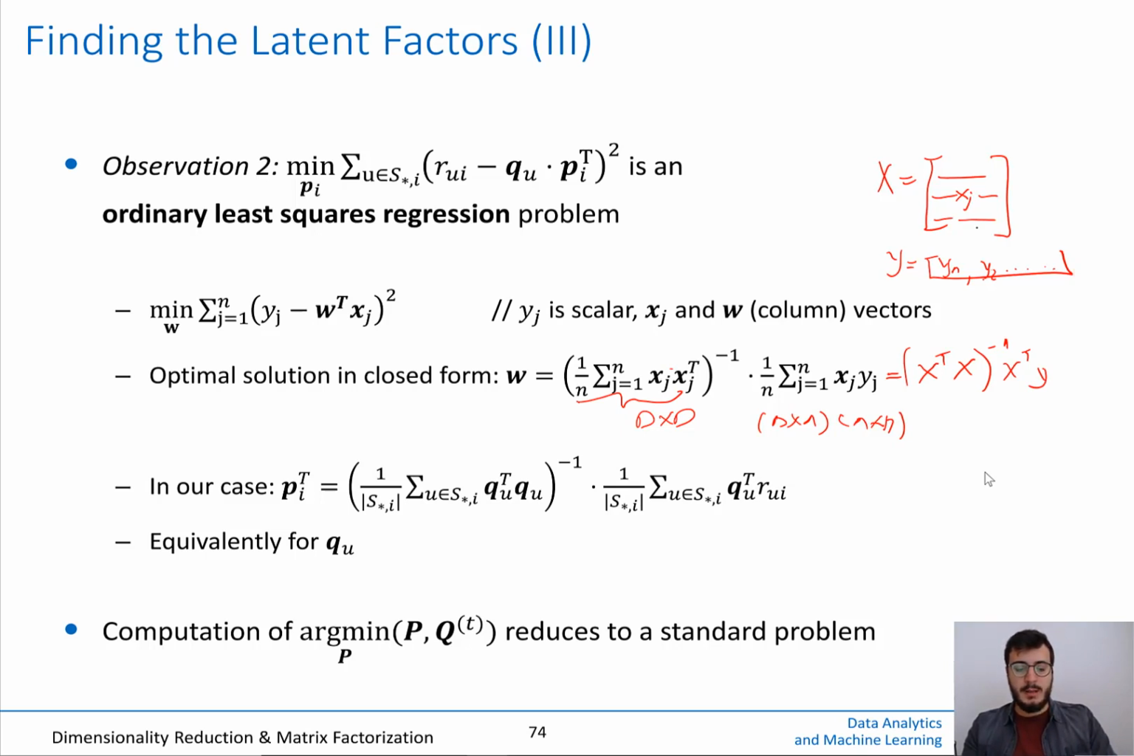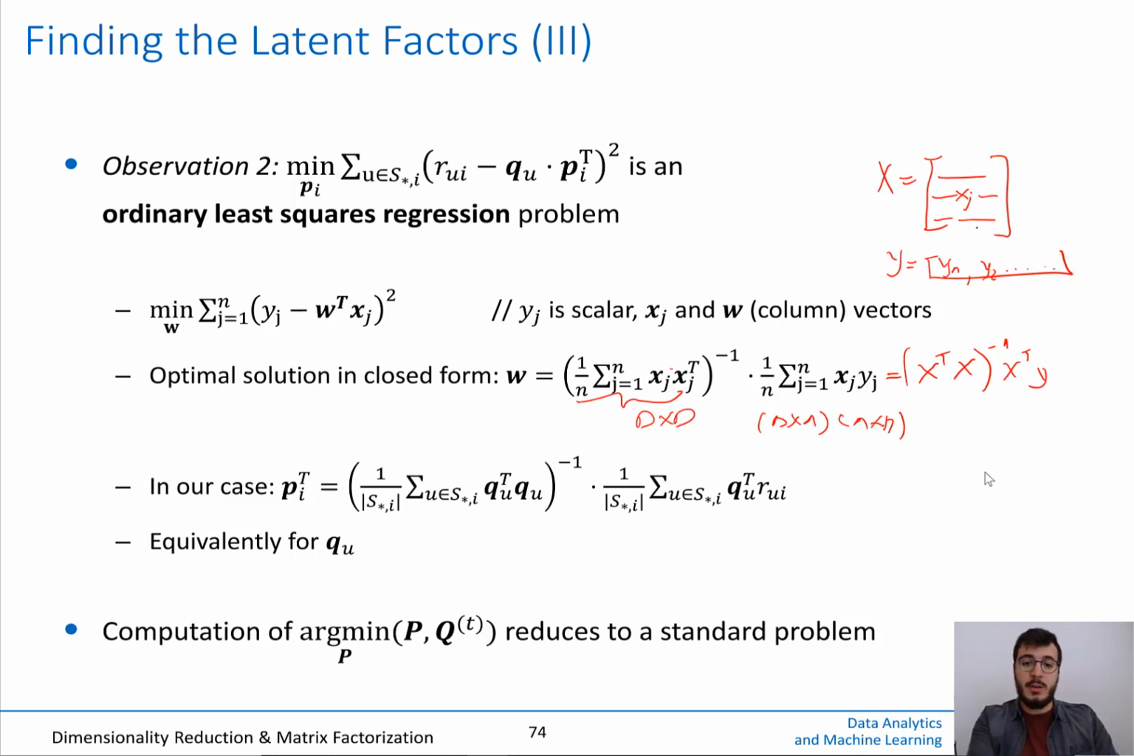Now let's take this form of the optimal solution and plug in Q and P where appropriate. Instead of having 1 over n, we have 1 over the total number of users which have rated this particular item. Then we have QU transposed instead of this term, and then we have QU transposed RUI.